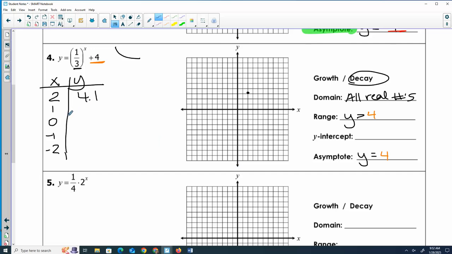All right, now go back and plug in a 1. So 1/3 to the first plus 4. What do we get? 4.3. So positive 1, 1, 2, 3, 4.3 is just a little higher than 4.1. All right, put in 0. What do we get? 5. So 0, 1, 2, 3, 4.